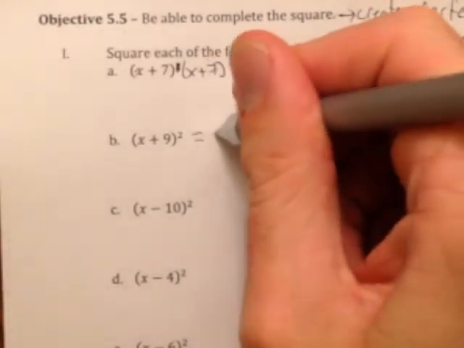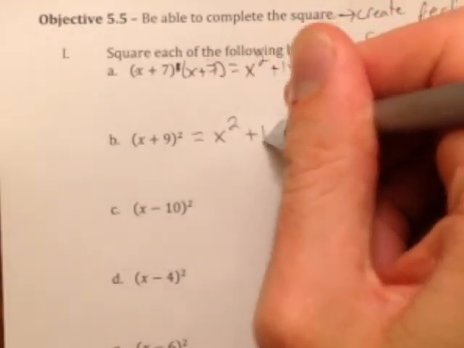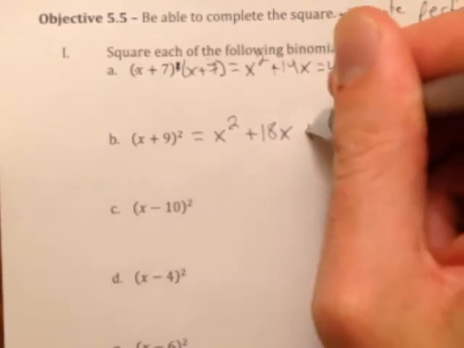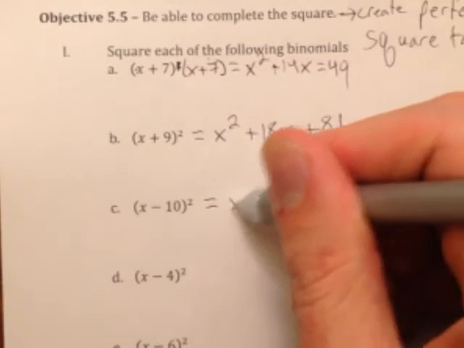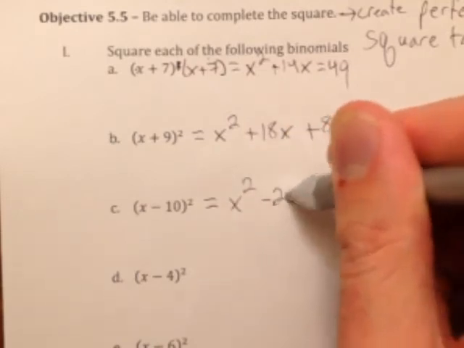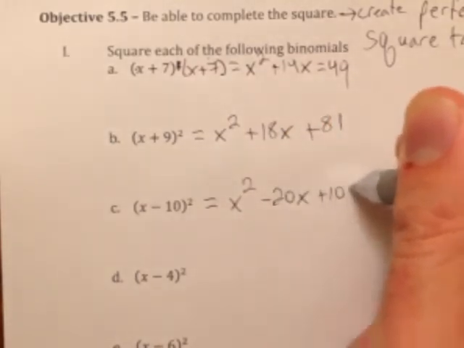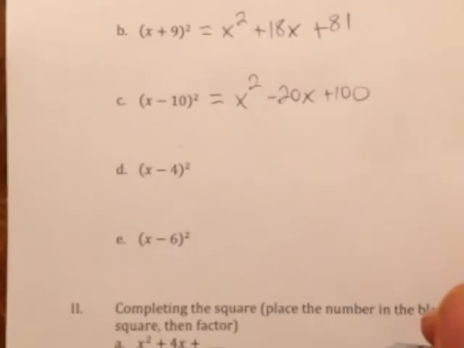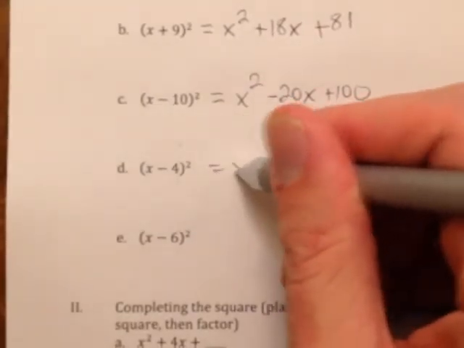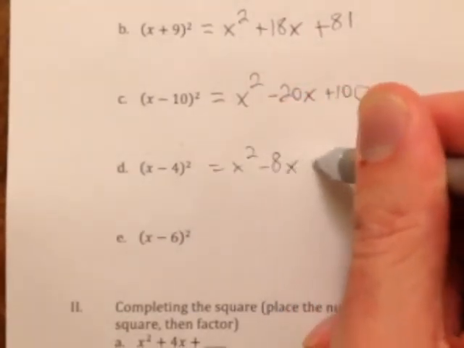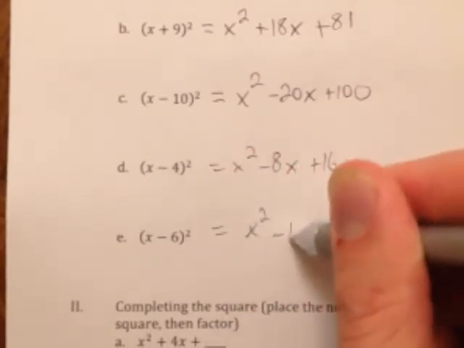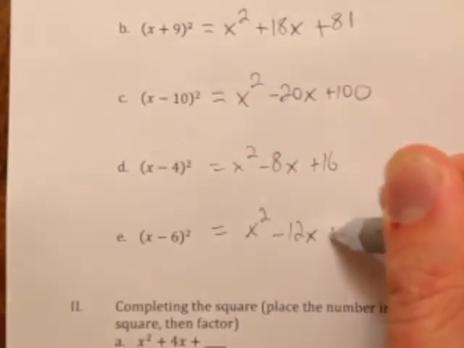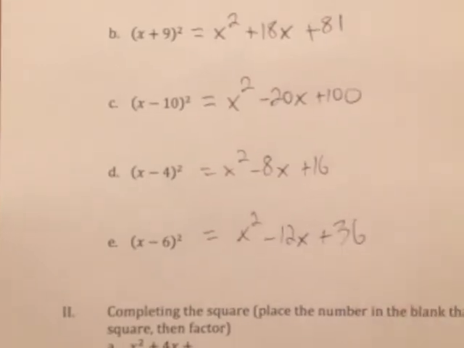Okay, so for this one you should have had x squared plus 18x plus 81. This one you should have had x squared minus 20x plus 100. For D you should have had x squared minus 8x plus 16. And for E, x squared minus 12x plus 36.